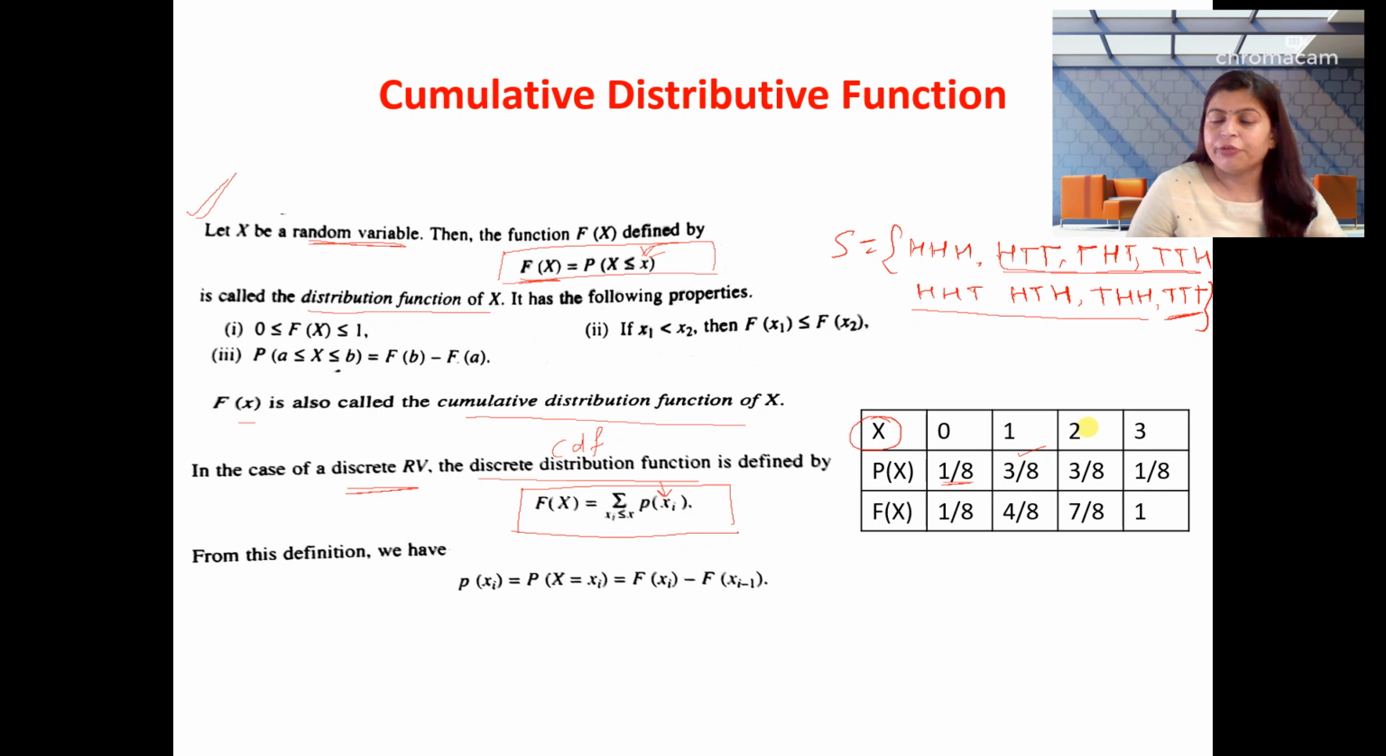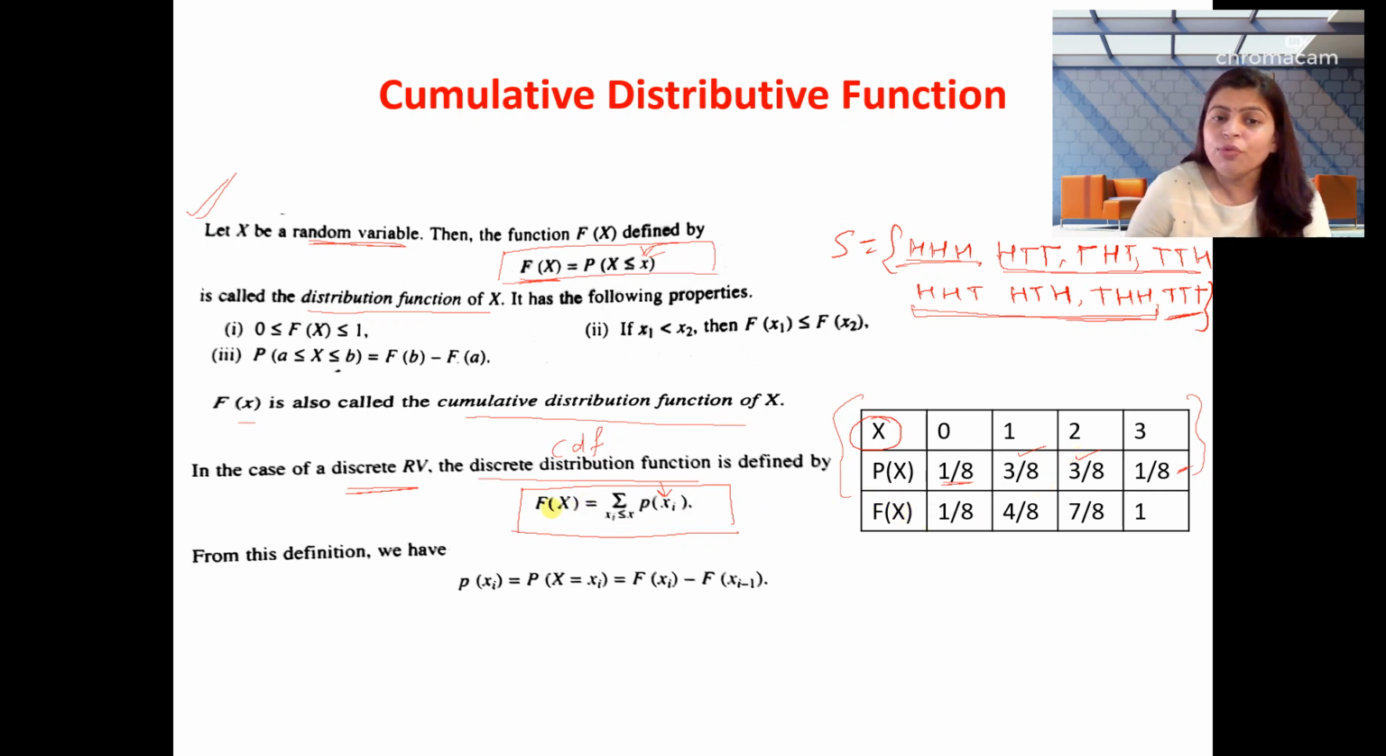If we get 2 heads, there are 3 cases in which this can take place, and the corresponding probability would be 3 by 8. And if we get heads in all 3 coins, then this would be the event and the corresponding probability would be 1 by 8. This is our probability distribution, giving the complete range and the probability function, or PMF.